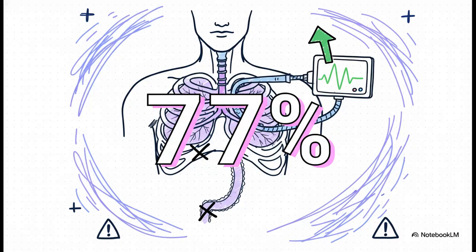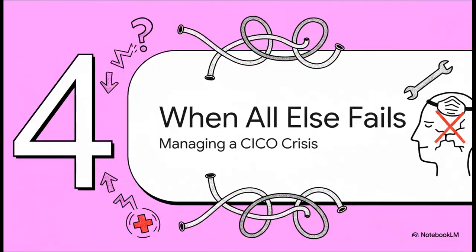Now, stop for a second. If you remember one number from this entire explainer, make it this one: 77%. A staggering 77% of ICU deaths from a tube in the esophagus, which was found in the huge NAP4 report, were linked to not using capnography. The message here is simple, and it's non-negotiable. Waveform capnography is the mandatory gold standard for confirming tube placement. Every single time.